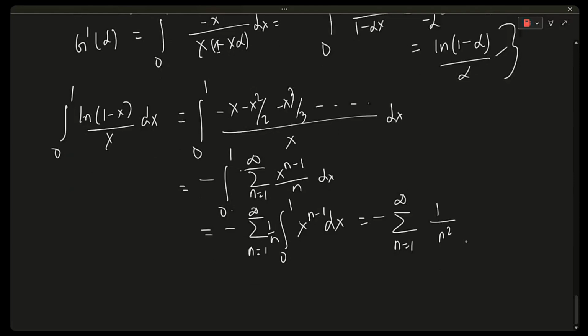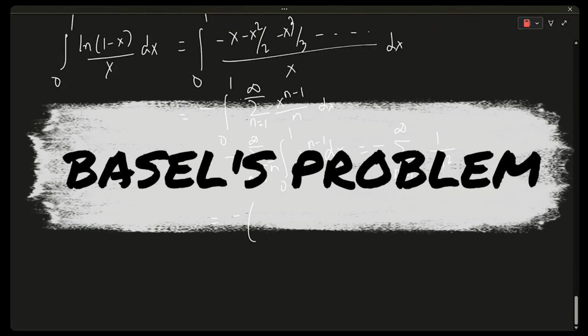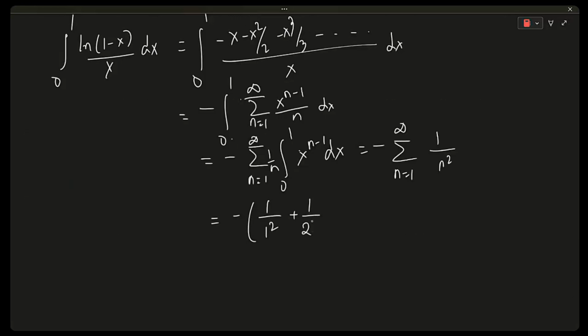And this might be something you have seen in a lot of places, and I think a lot of you have seen it in coaching materials and online as well. The sum of the squares of the reciprocals of all the natural numbers is nothing but pi square by 6. Yes, this is called the famous Basel problem.